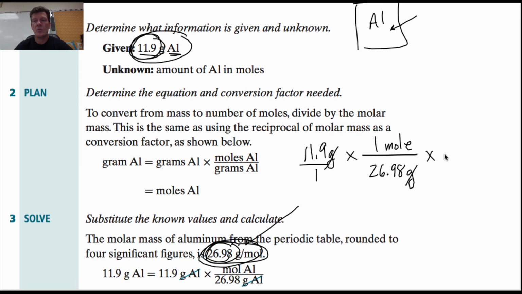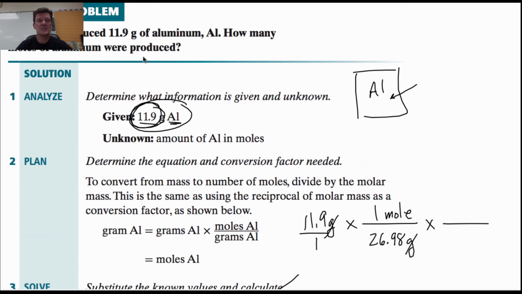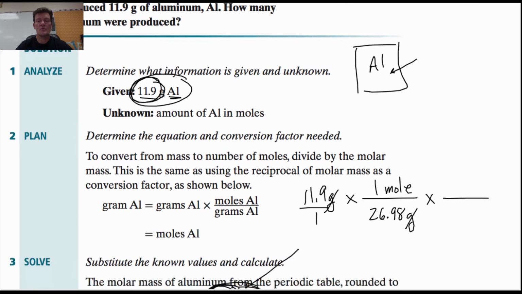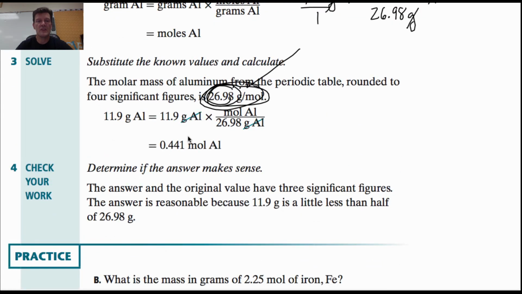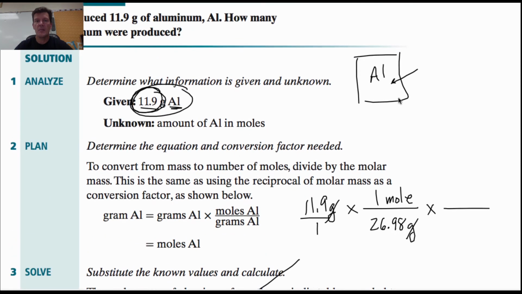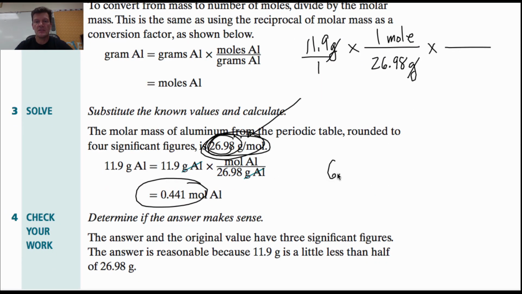And then if I wanted to, it's not necessary in this problem. They're only asking for the number of moles. So if you took 11.9 divided by 26.98, you would get the number of moles right here, less than half a mole, 0.441. Okay, that means it's about half of 6.022 times 10 to the 23rd.